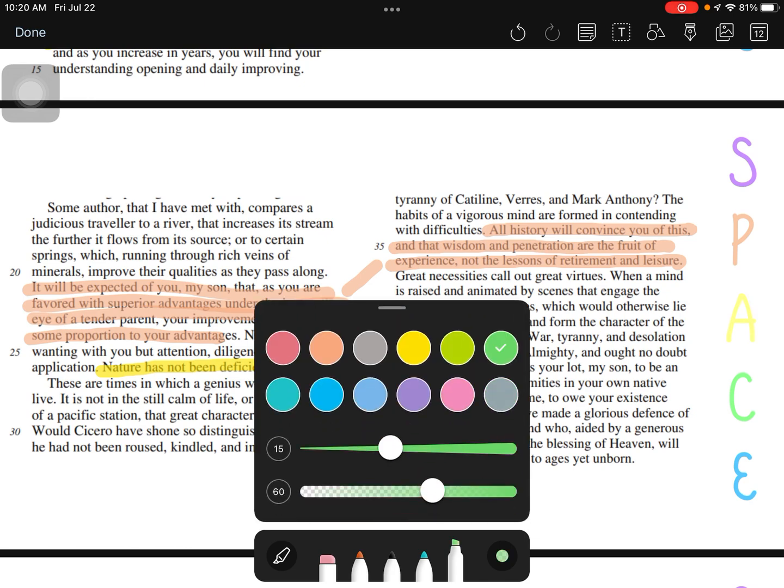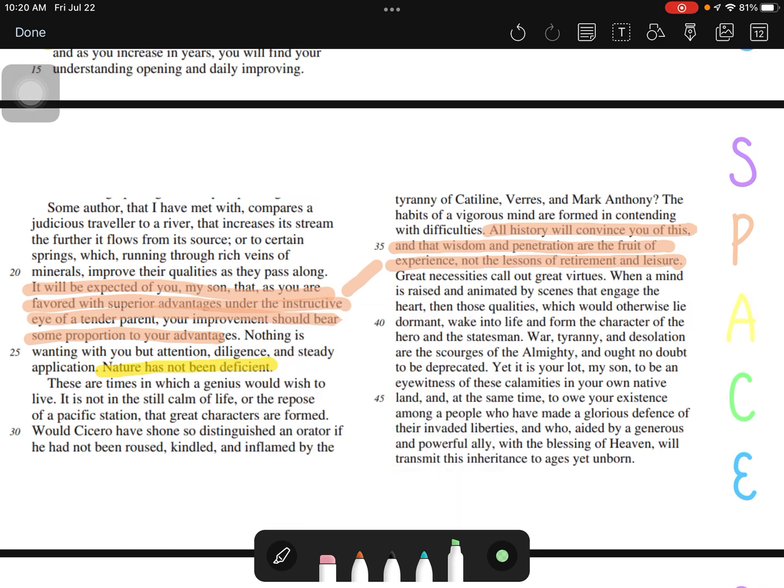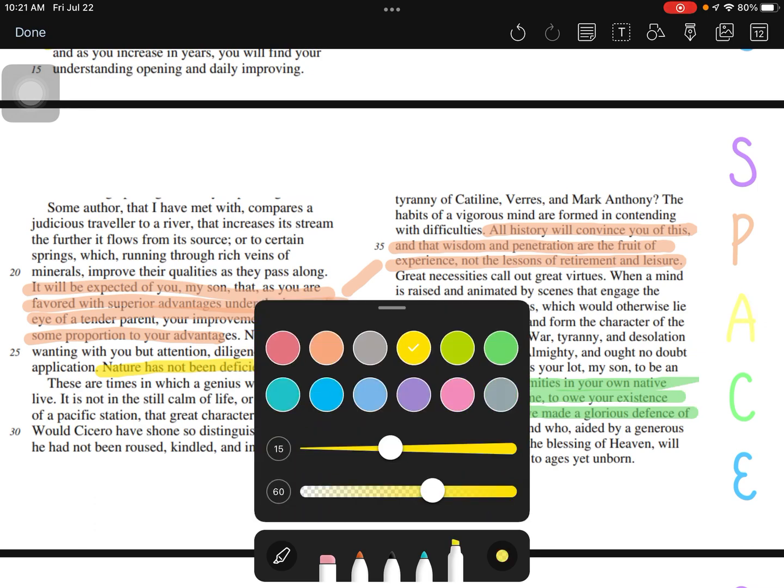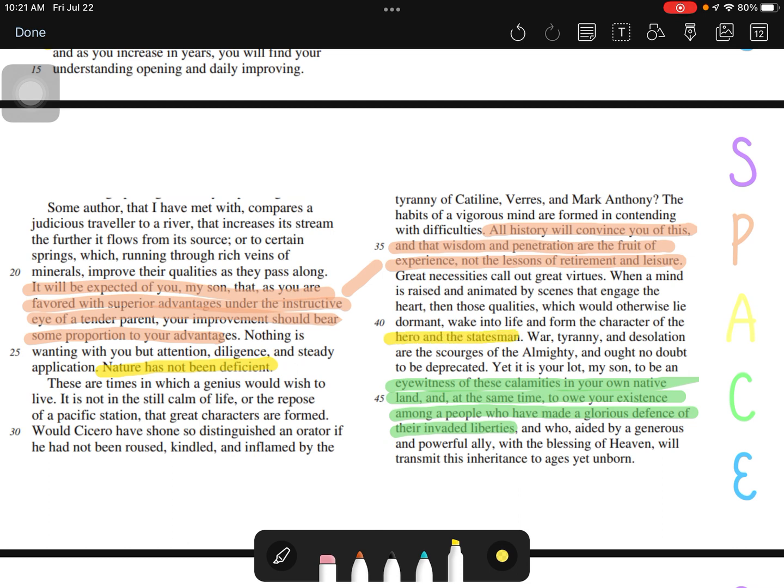For context, she makes kind of a subtle allusion. She talks about being an eyewitness of these calamities in your own native land, and at the same time owing your existence among a people who have made a glorious defense of their invaded liberties. In this, she's making kind of a subtle connection to the American Revolution. She's like, son, you know better than anyone what it means to put yourself out there, to take on a new experience, because you're living in the middle of the American Revolution. You can see what is happening in your own country, and you can model that same thing in yourself so that you can one day, as she says to her audience, become a hero and a statesman.